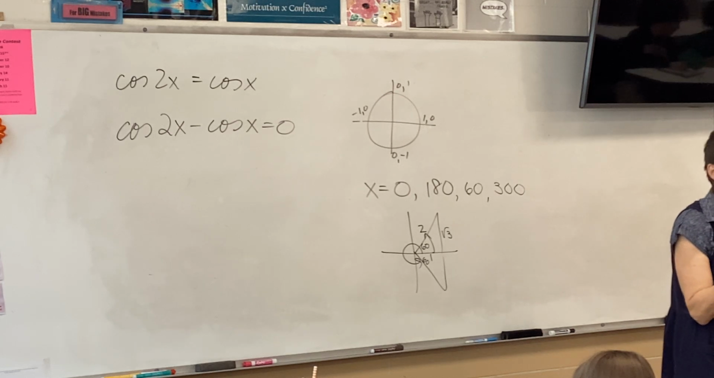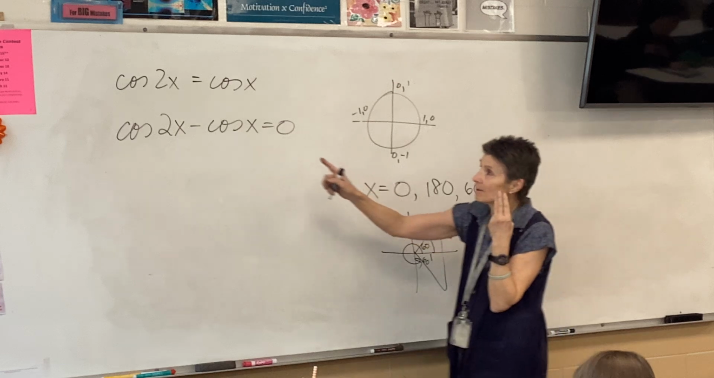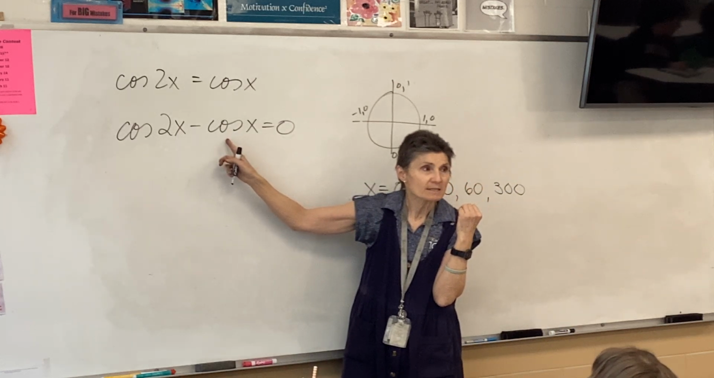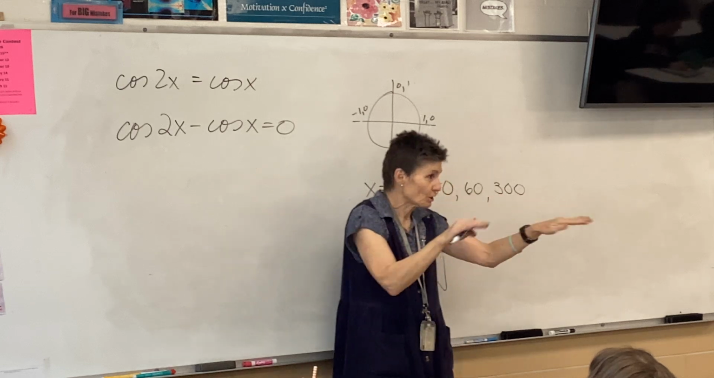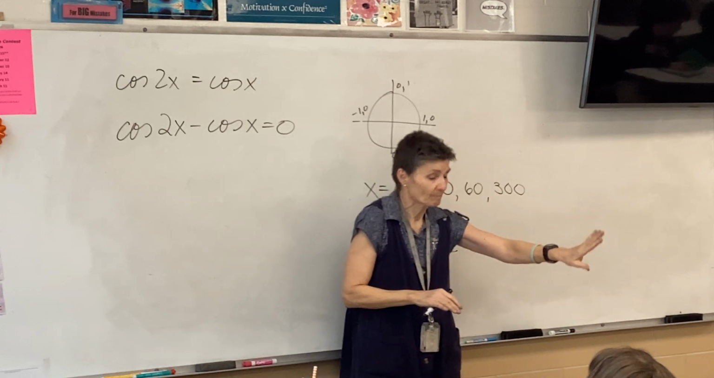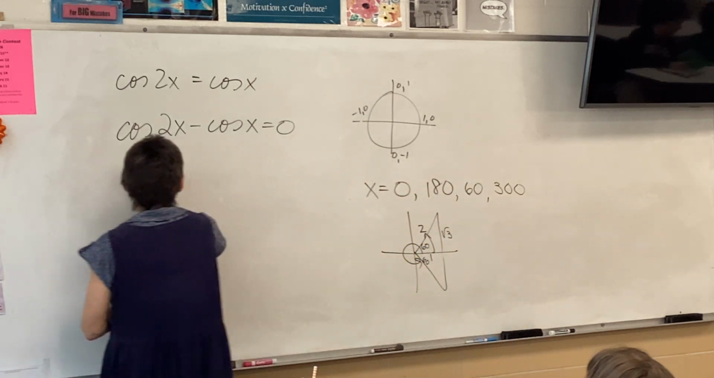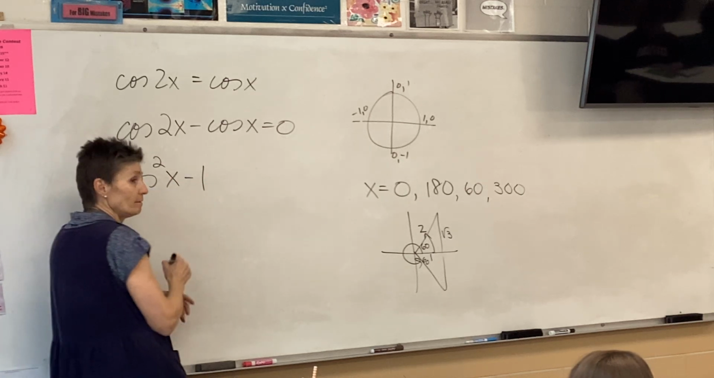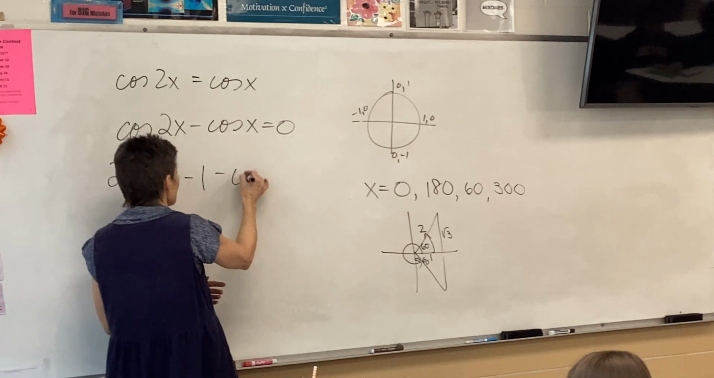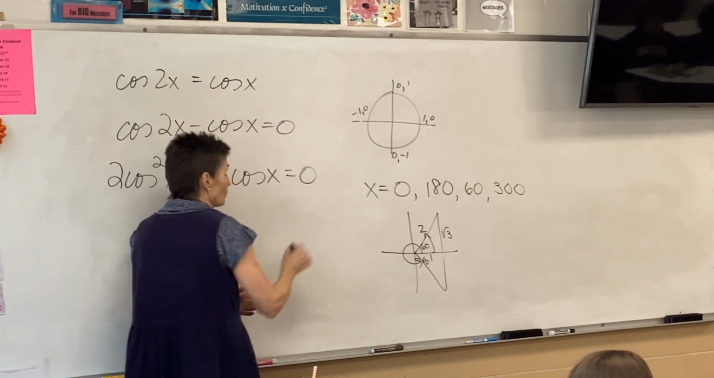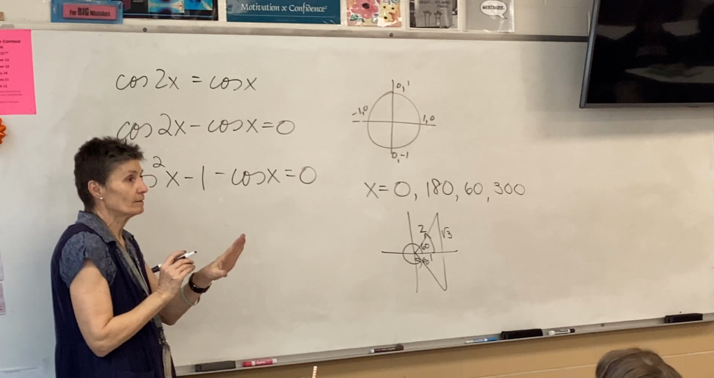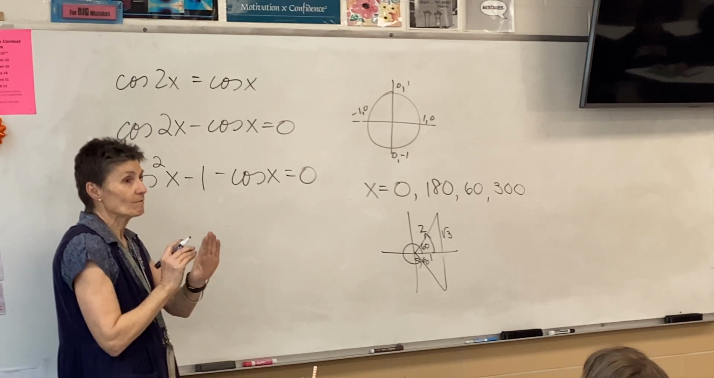All right. Look at the problem. See how there's a cosine right here? Wouldn't it be easiest to pick the version with all cosines? Yeah, exactly. So we're going to do 2 cosine squared x minus 1 minus cosine x equals 0. We factor that. Alright, is everybody with us?